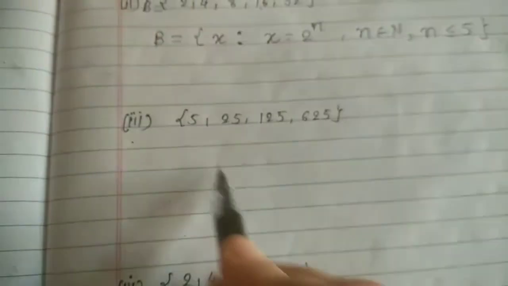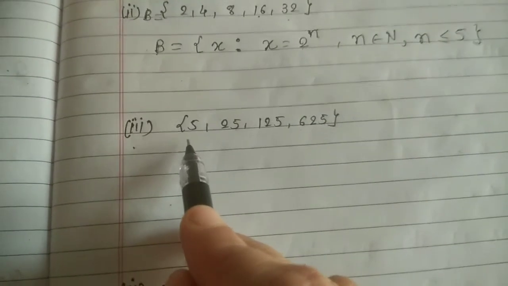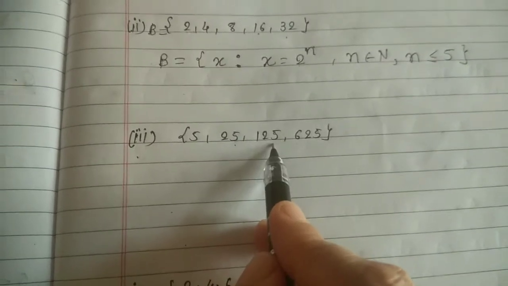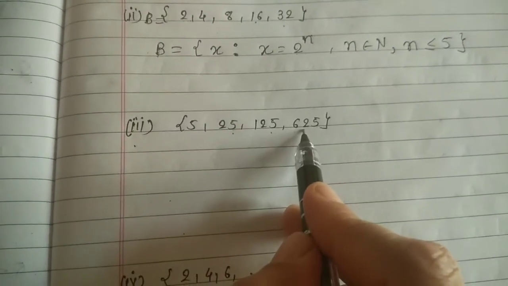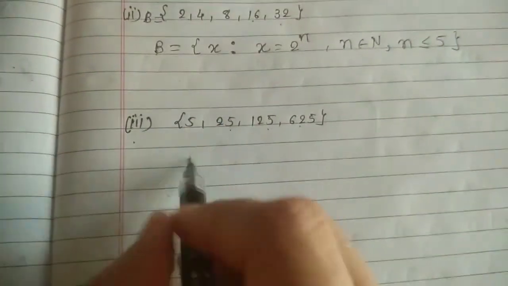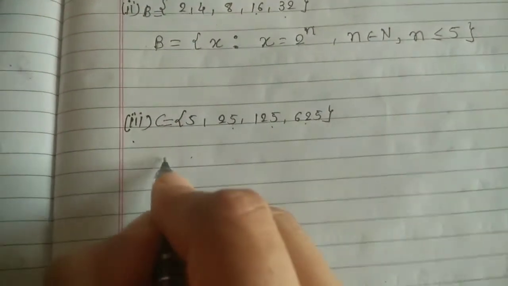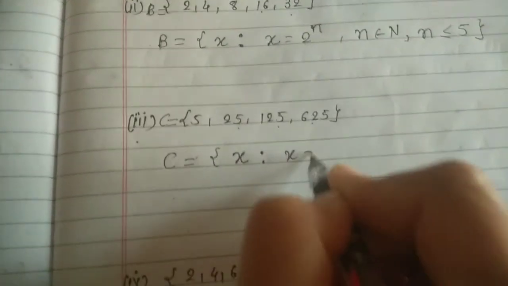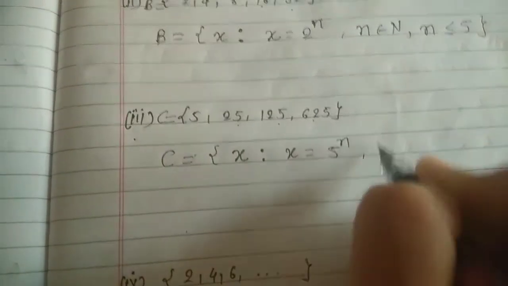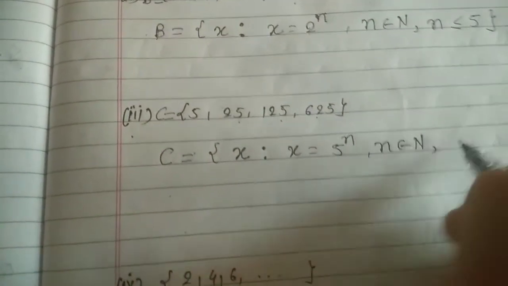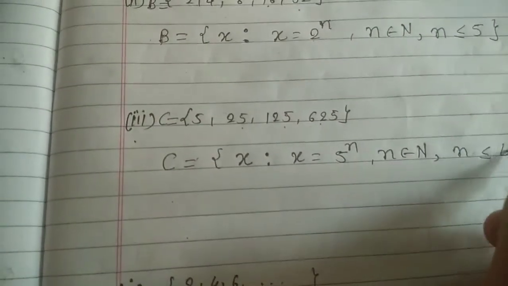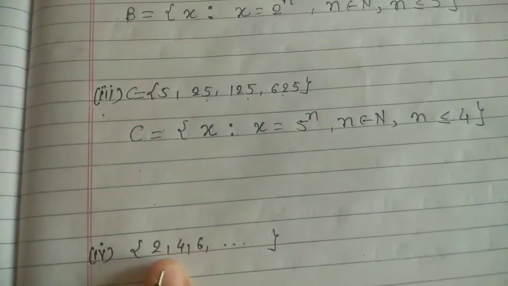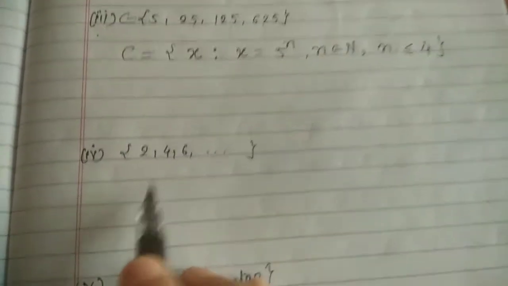Here is the same type. Just find it. What is it? 5, then 25, that is 5 square, 125, that is 5 cube, and 625, that is 5 raised to 4. So here, the same. If you denote it by capital C, then what is your set C? All the elements x, where x is equal to 5 raised to n, n belongs to capital N, and n is less than or equal to 4. Right? So you will get these elements. Understood, students? Okay, let me see the next question.